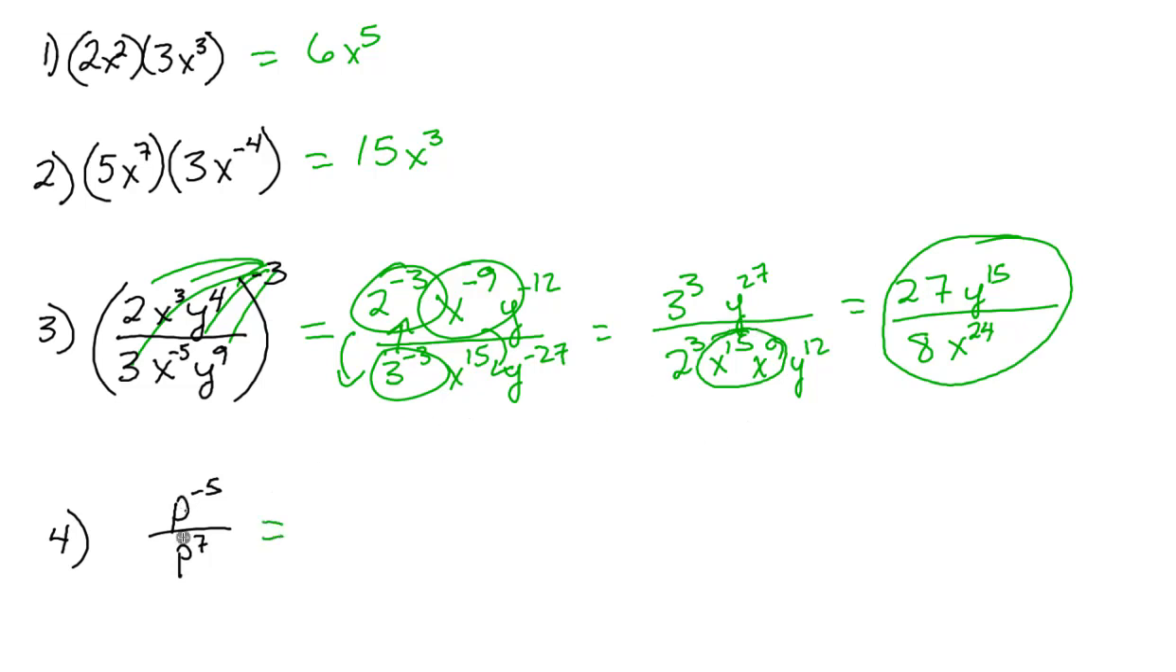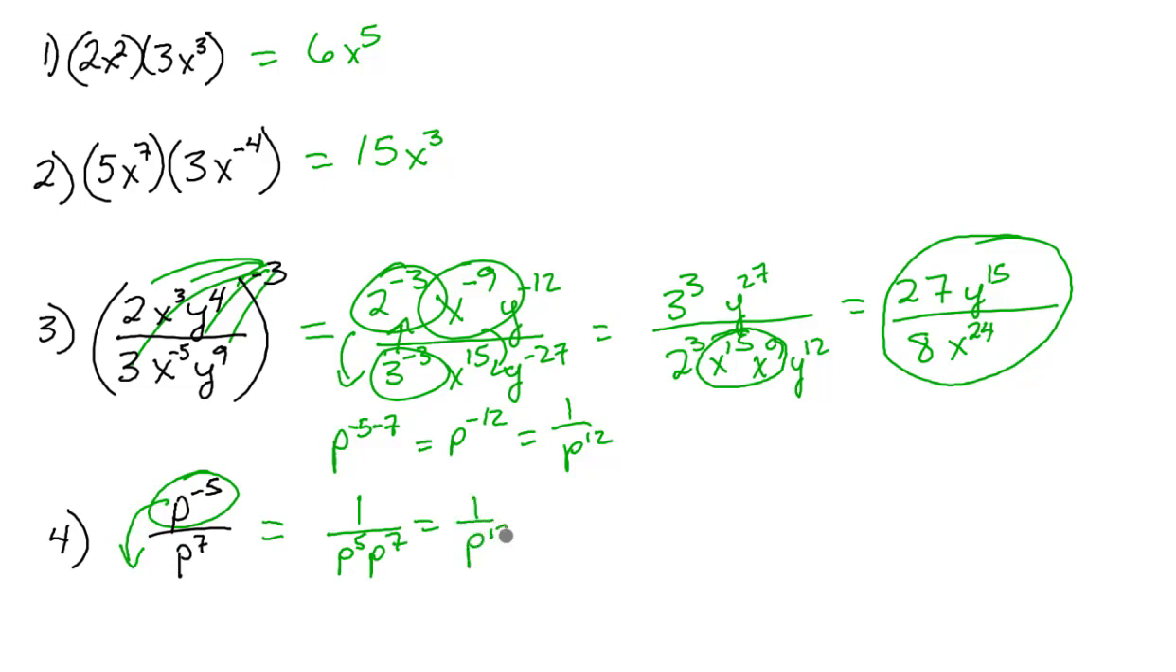Okay, a little easier one, but sometimes a little bit complicated. This guy, we could do it one of two ways. So we'll do it up here. We could have p to the negative 5 minus 7 equals p to the negative 12 equals 1 over p to the 12th. That's one way to do it. The other way to do it is to take this guy and flip him down. Negative exponents flip. So we get 1 over p to the 5th, and that p to the 7th stays on the bottom. Now we're multiplying them. So those exponents add, 1 over p to the 12th.